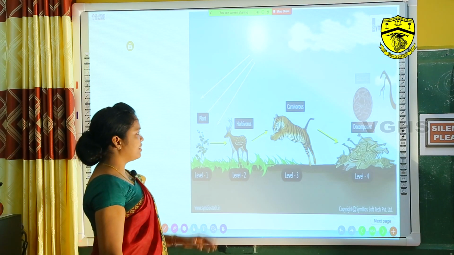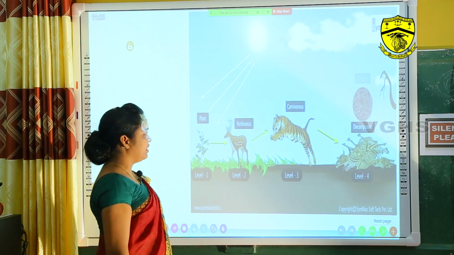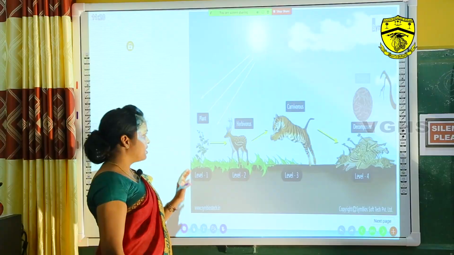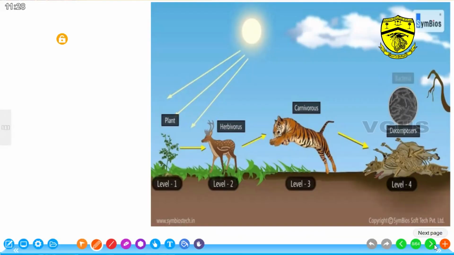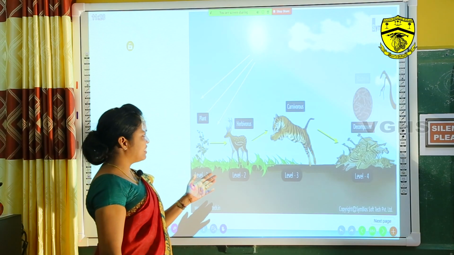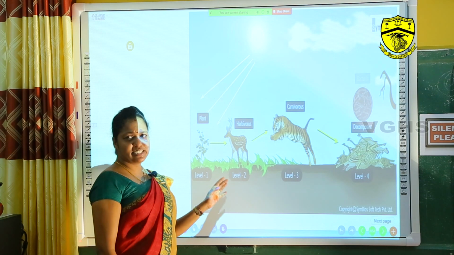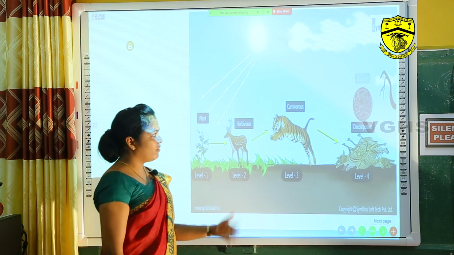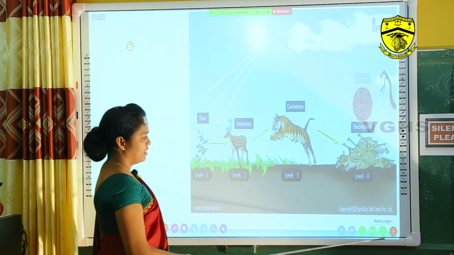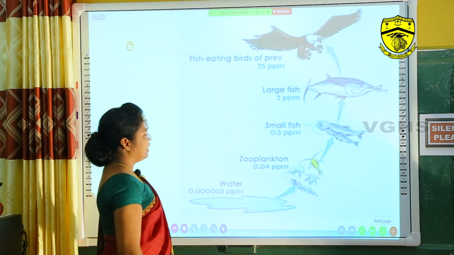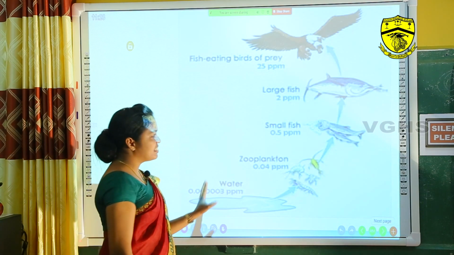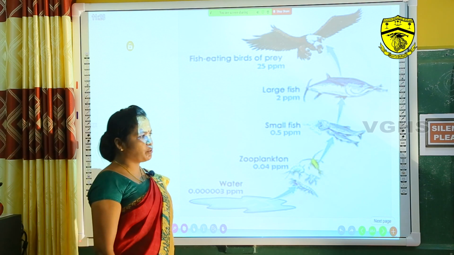This is a very simple example for the food chain. Plant is a producer, so we indicate it as level 1. Next is the herbivore, the first consumer. Next is the carnivore, and finally the decomposers. Thank you, Google.